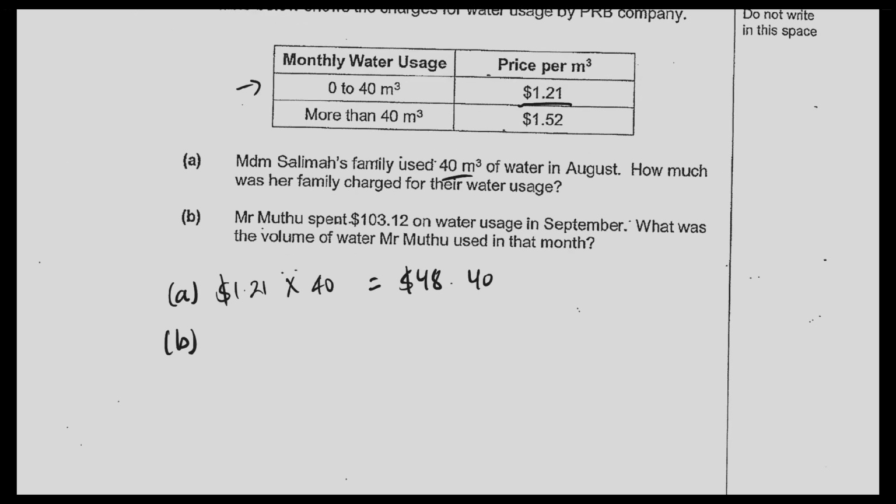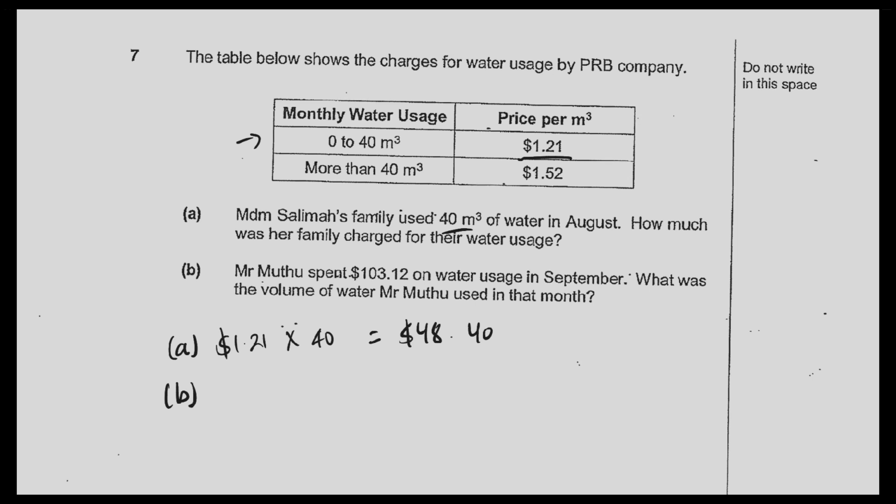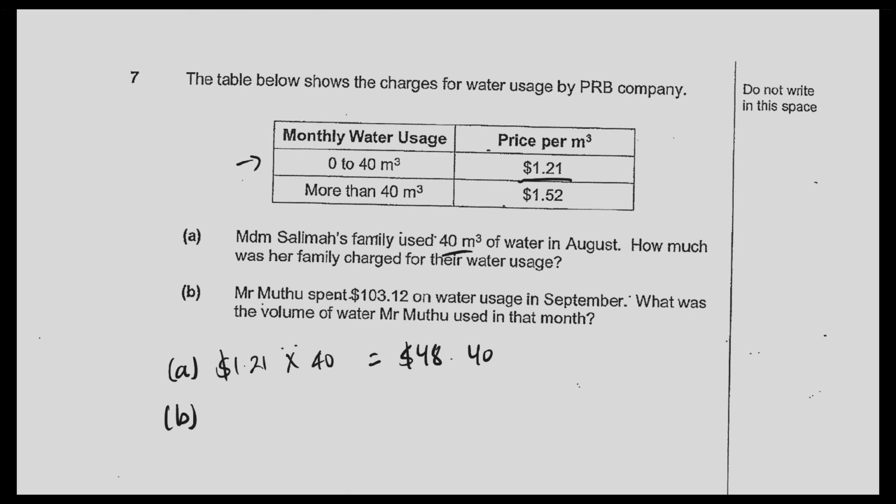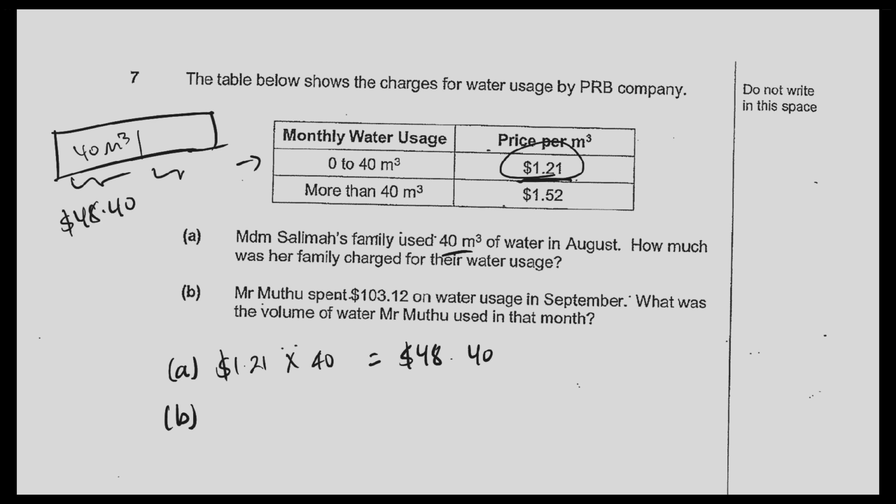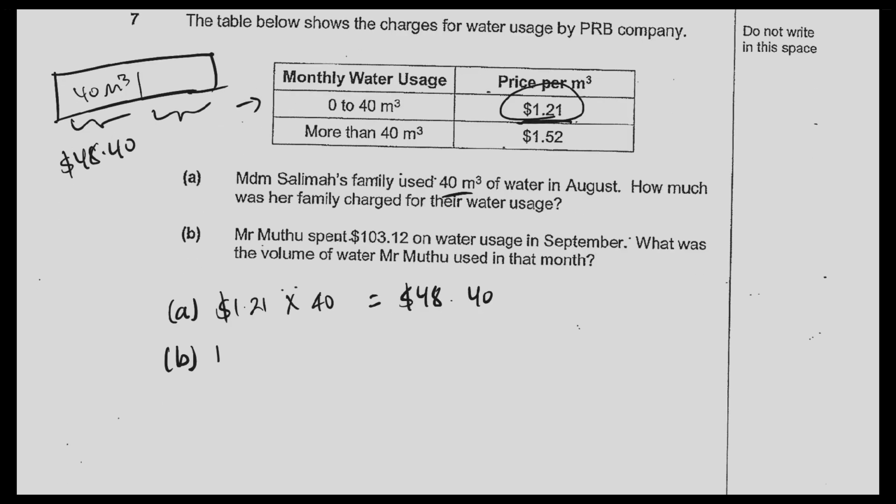Question B, slightly more complicated. Mr. Mutu spent $103.12 on water usage in September. What was the volume of water? So let's say this is the volume of water that he used, right? So the first 40 cubic meters goes under this charge of $1.21 per cubic meter. So this is already 48.40. So we need to find out the remaining, right?